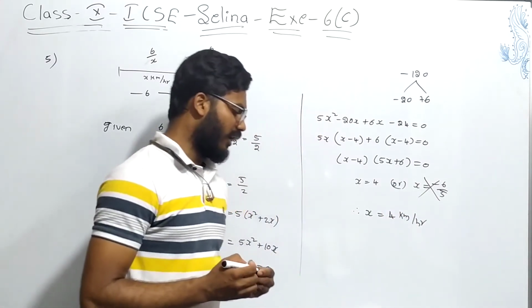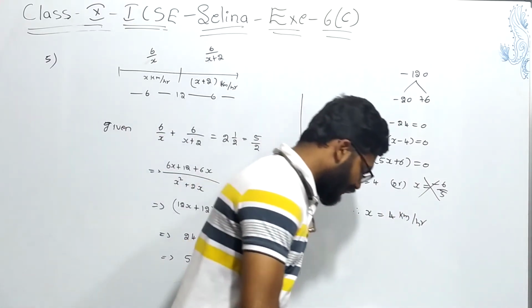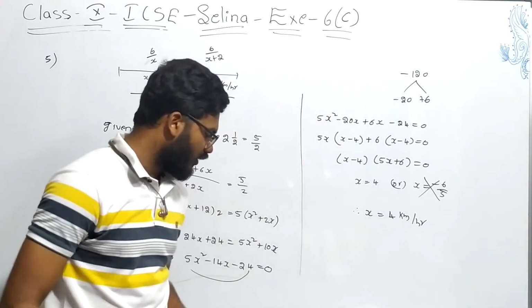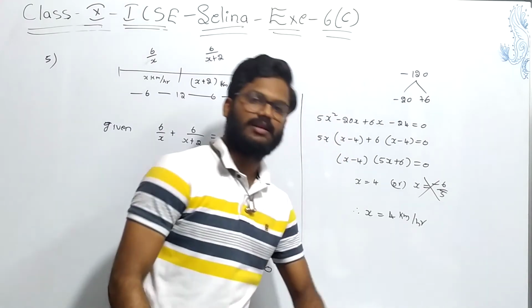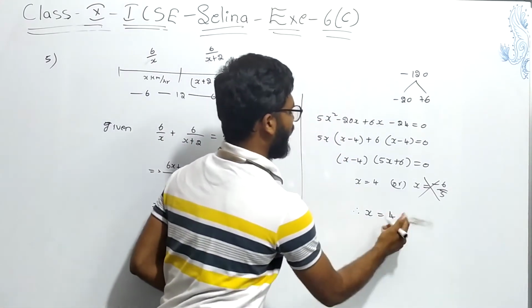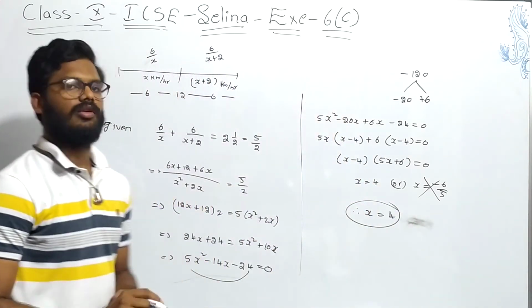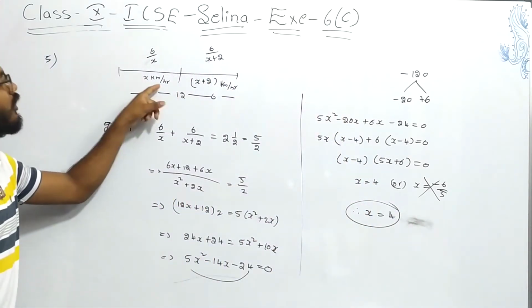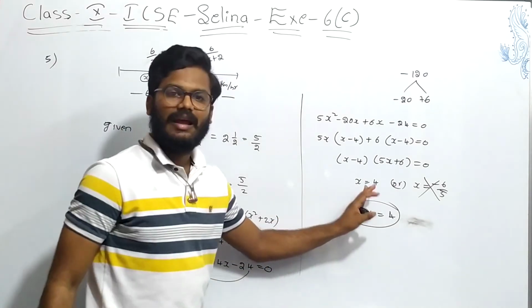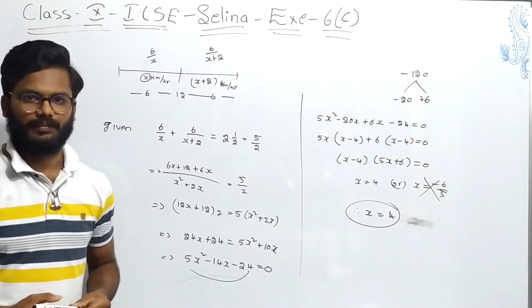Or they are not asking the speed, they are just asking to find the value of x. Sorry, find x, that's all. So as it is not speed, it is a variable, you can write x is equal to 4. Why? Because they gave x kilometer per hour, so x is a number. So you can write it as x equal to 4.